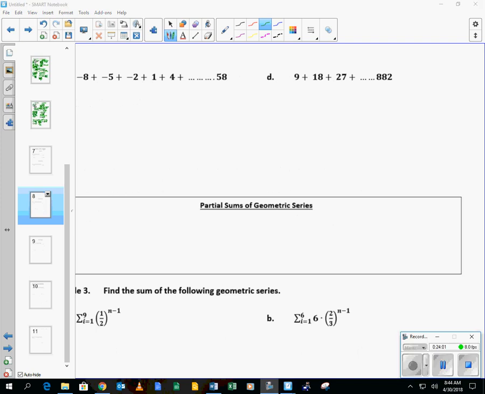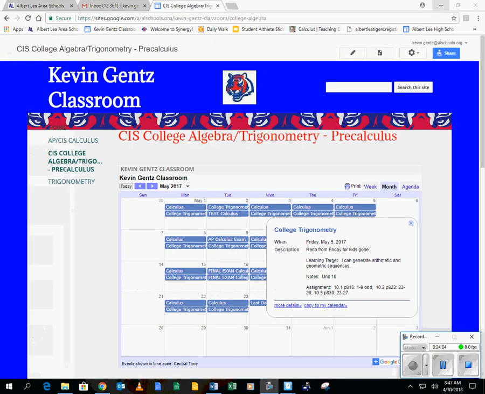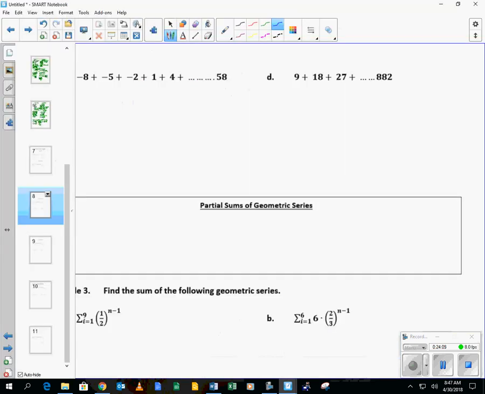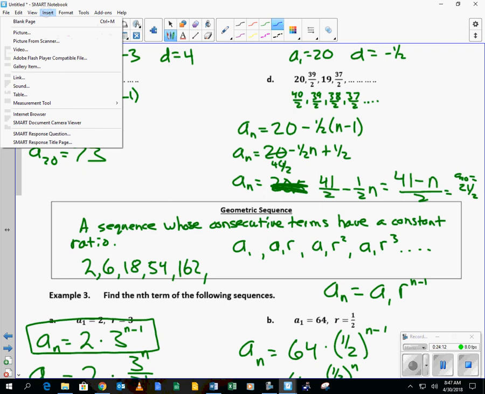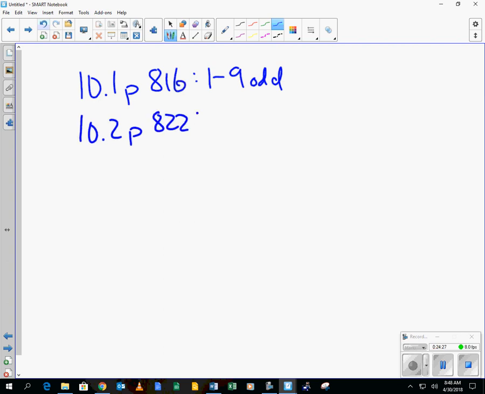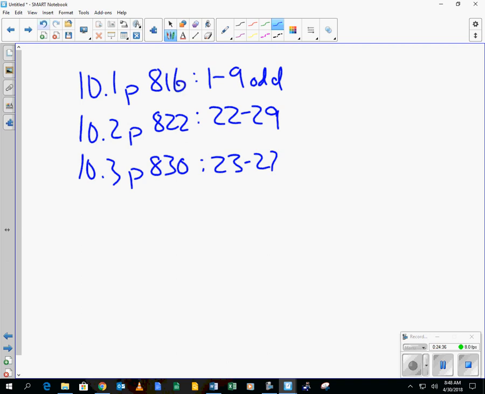You want an assignment. Okay, for YouTube Nation, just looked up the assignment from last year, and I'll write it down. So it looks like we went 10.1, page 816, and we're going numbers 1 through 9 odd, and 10.2, page 822, numbers 22 through 29, and then 10.3, page 830, numbers 23 through 27. There you go.